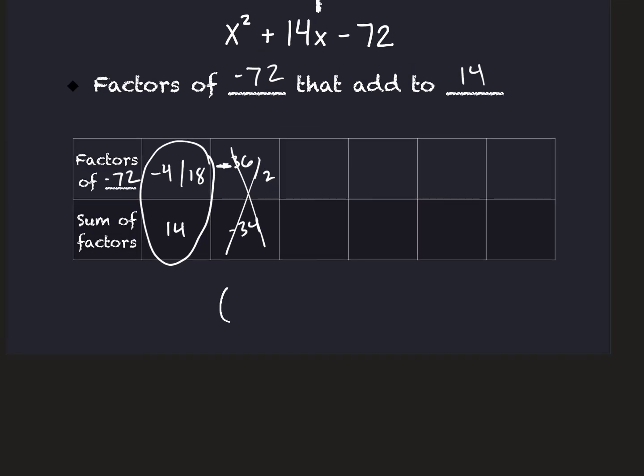So what goes first in our parentheses? The x's. So x and x. And then wouldn't it be x plus 18 and then x minus 4? Awesome. X plus 18, since it's a positive 18, and x minus 4, since it's a negative 4. It does not matter the order, so you could write it like this, or you could say x minus 4 times x plus 18. So the order doesn't matter, but it does matter which one gets the positive and which one gets the negative.